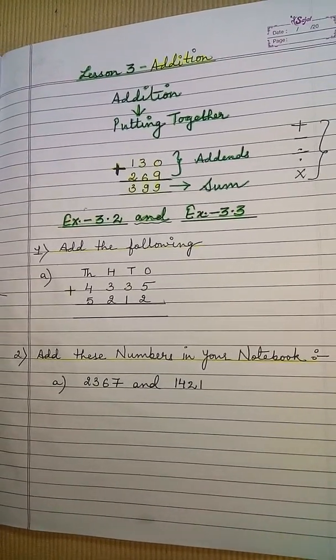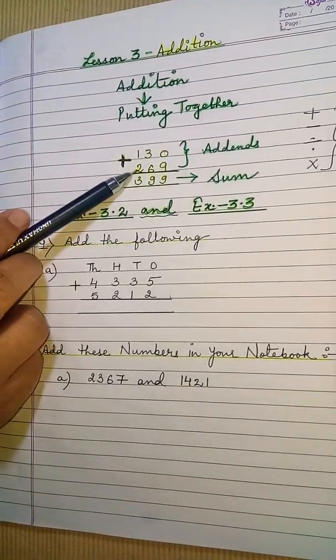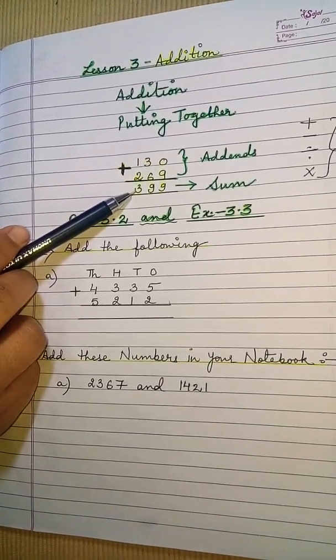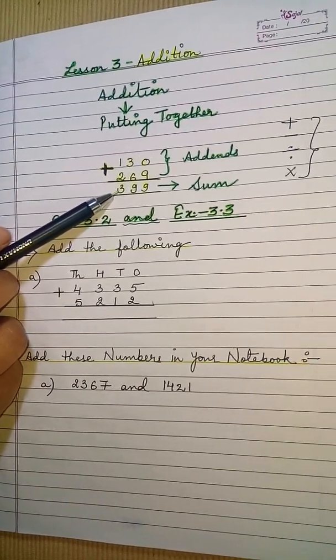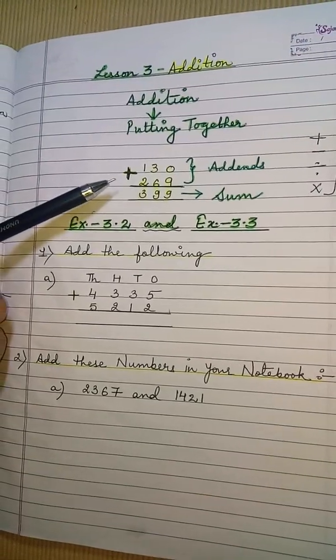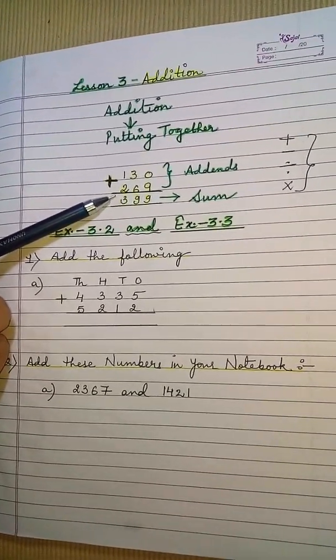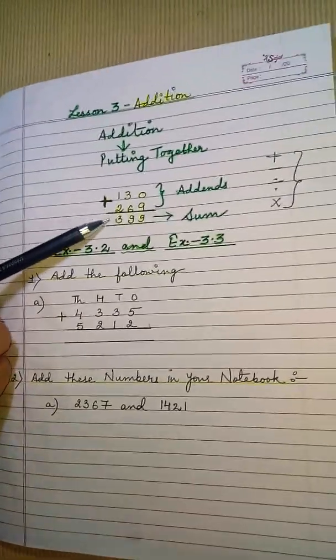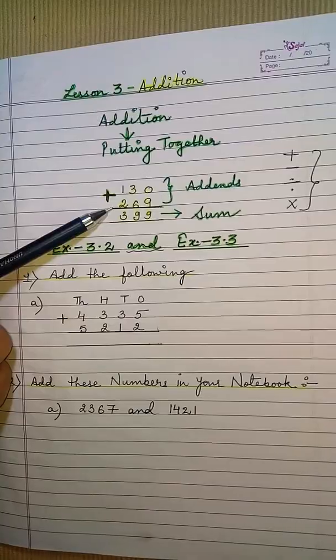Children, addition is bringing two or more numbers together to make a new number. Addition means putting two numbers together, as I have already told you before. Now I will further explain it along with the digits. That will make things more clear.